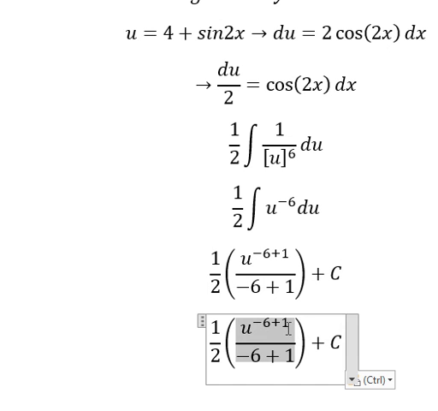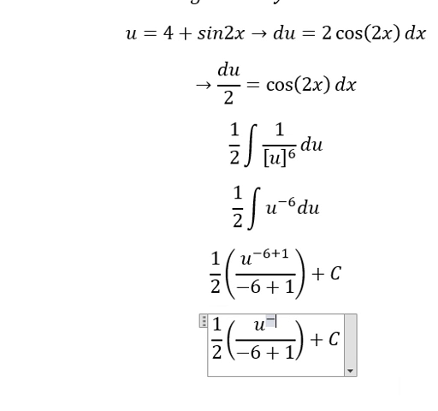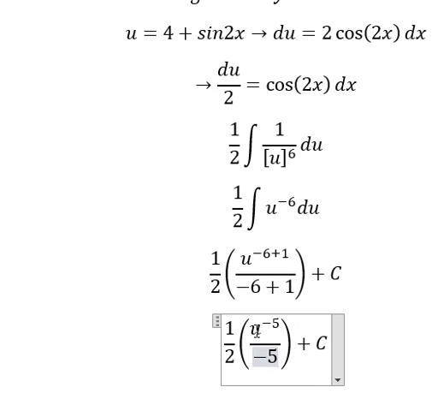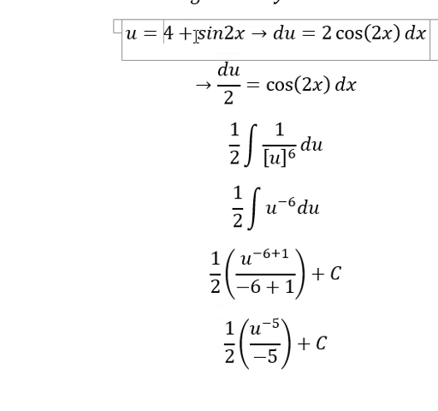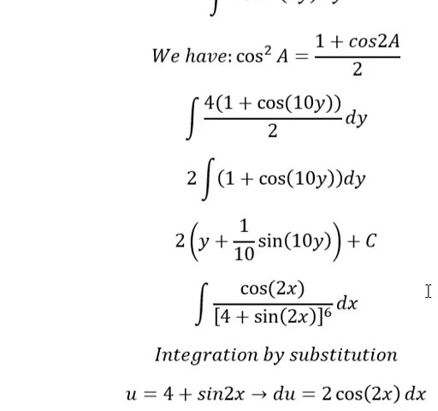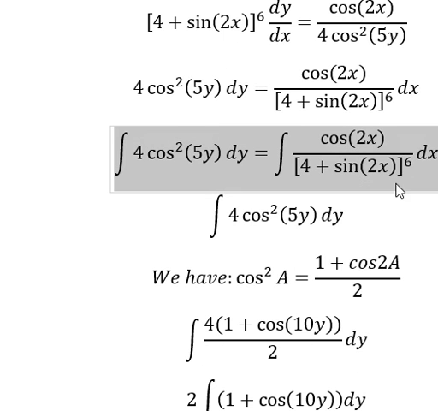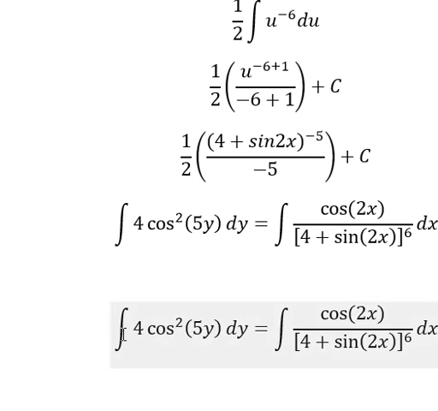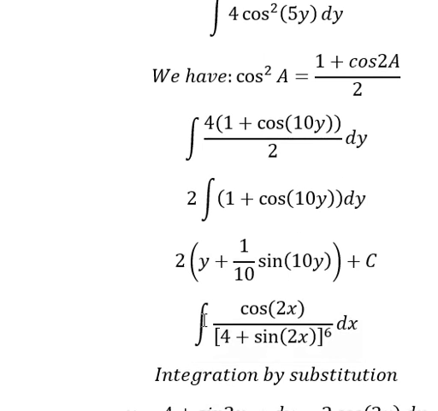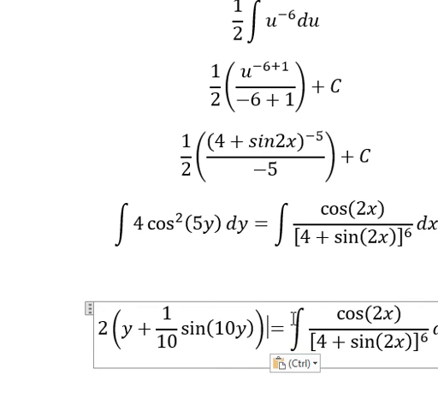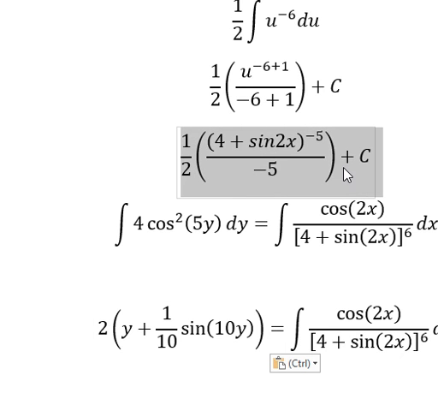This one, that is about negative number 5. About u, that is about this one. Now we can return back to this one. The integration of this one, that is about this one.